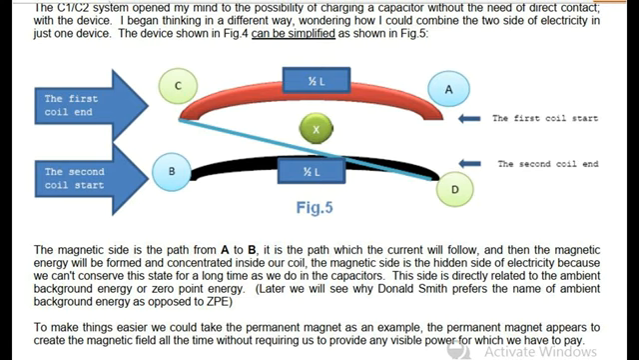This side is directly related to the ambient background energy or zero-point energy. Later we will see why Donald Smith prefers the name ambient background energy as opposed to ZPE. To make things easier, we could take the permanent magnet as an example. The permanent magnet appears to create the magnetic field all the time without requiring us to provide any visible power for which we have to pay.